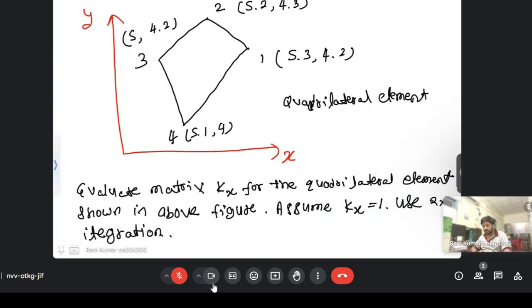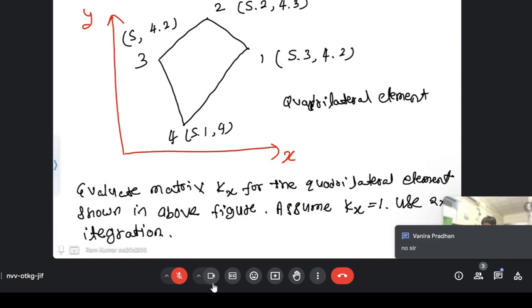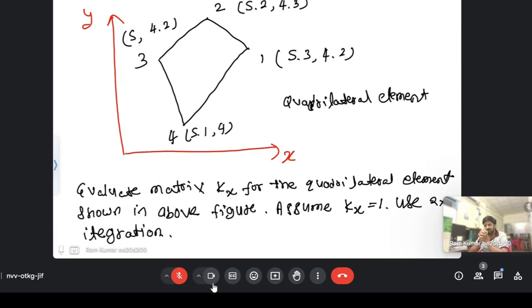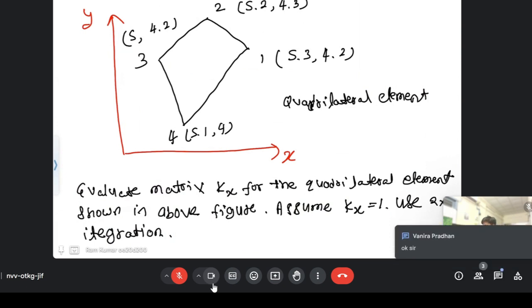Hello, can you solve this problem? No, you have to try. At least try something. No is not the answer. This type of question maybe they will ask. Do something, then I will tell you.